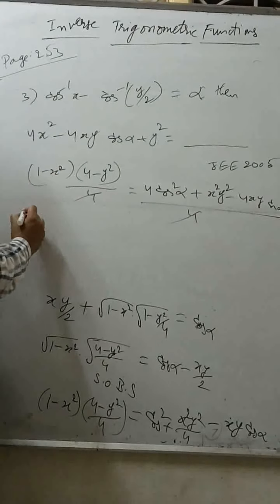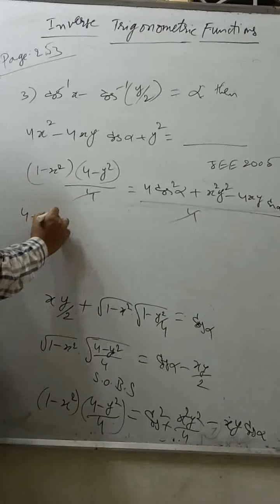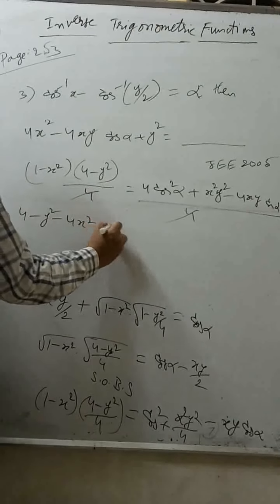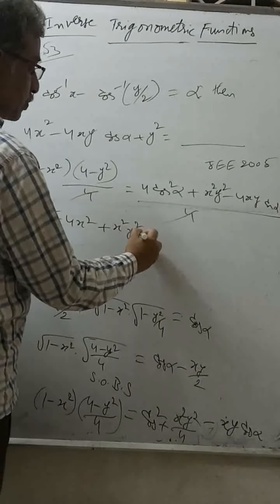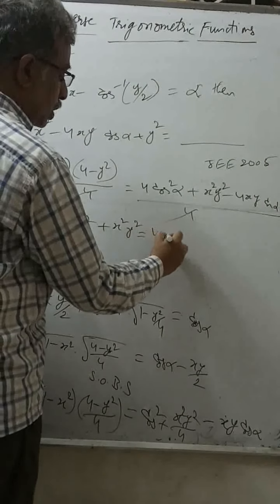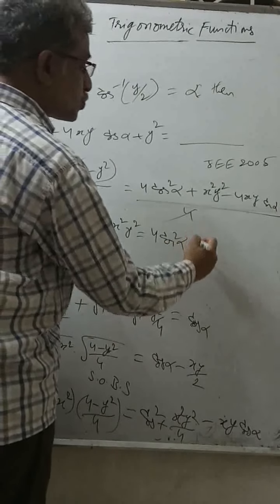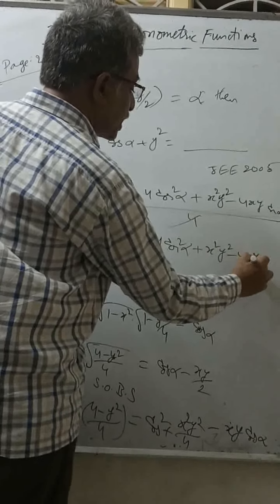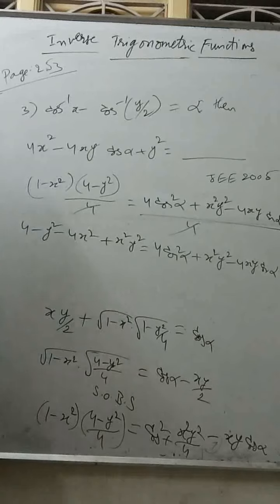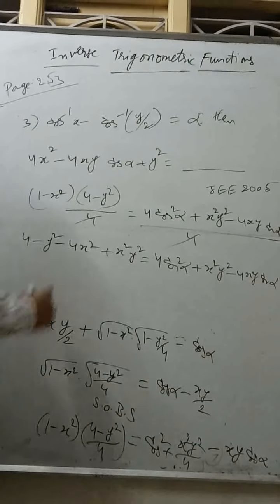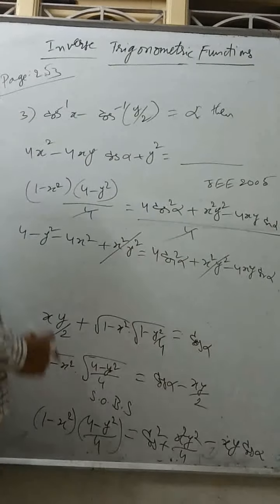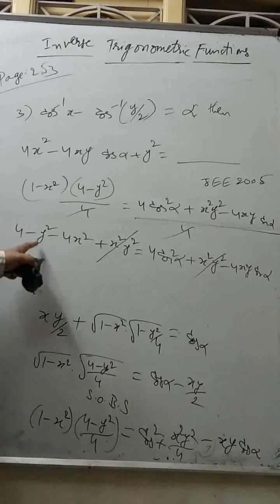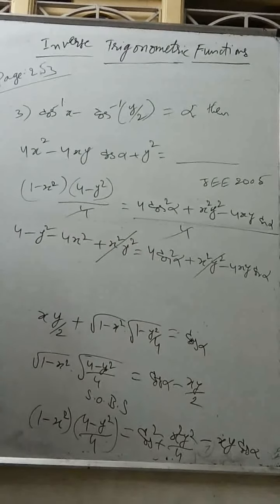So 1 into 4 is 4, 1 into minus y square, minus 4x square, minus into minus plus x square y square equals 4 cos square alpha plus x square y square minus 4xy cos alpha. Now x square y square cancels on both sides, and I am bringing all of this to that side and 4 cos square to this side.